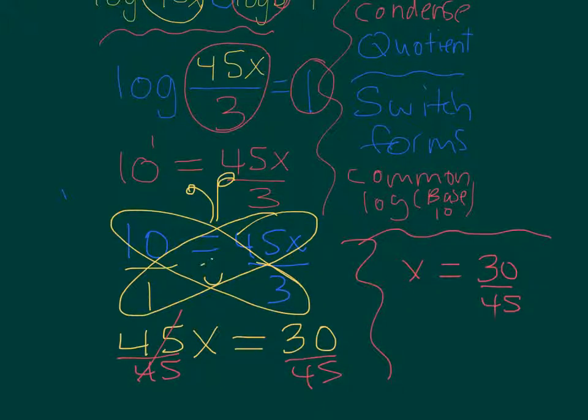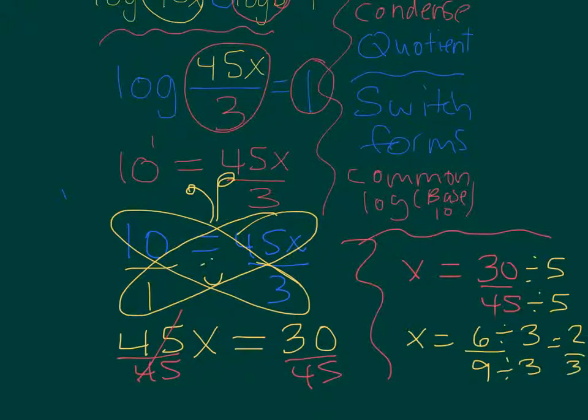So 30 and 45, what's a common factor is 5. 30 divided by 5 is 6. And 45 divided by 5 is 9. We could still reduce that. I can divide 6 by 3, and that will equal 2. And 9 divided by 3 is 3. So our answer is, look over here, x is equal to 2 over 3.